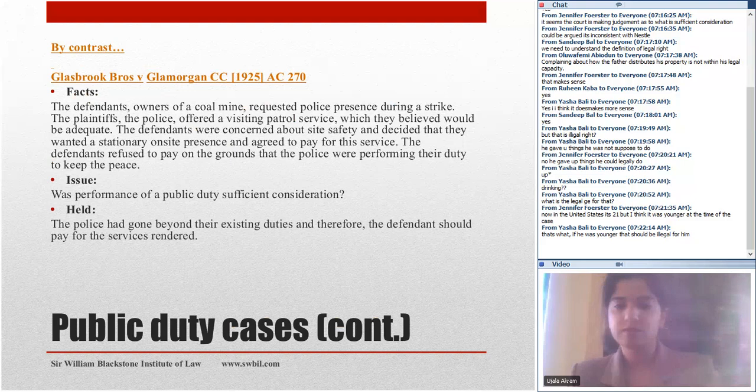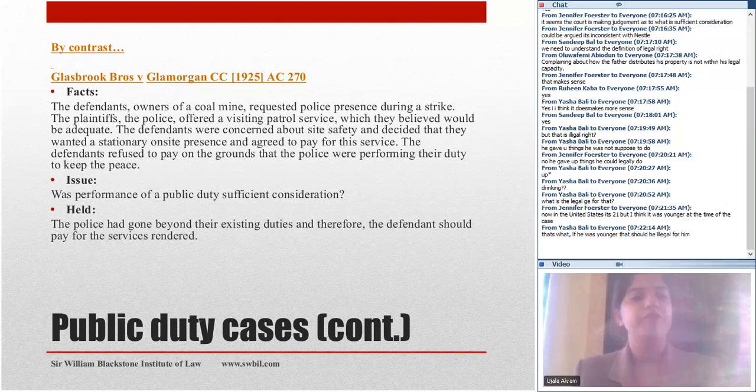Interestingly, in another case, same situation, it is a public duty case, but the outcome was different here. So the case is Glassbrook Brothers versus Glamorgan. Here, the defendants were the owner of a coal mine, and there was a strike going on. So they wanted the police to offer visiting patrol services, right? But then the defendants were concerned about site safety and decided they wanted a stationary on-site presence. So the police were offering them a patrol service, that we'll just come around and see if everything is okay. But the defendant said that no, we want you to have a stationary on-site presence. And they agreed to pay the police for this service.